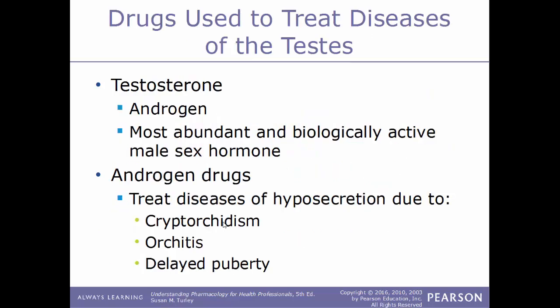All right, now we'll talk about drugs that are used to treat diseases of the testes. The main hormone of the testes would be testosterone, and this is the most abundant and most biologically active of the male sex hormones. And testosterone is also known as an androgen because it promotes the development of secondary sex characteristics. Androgen drugs are used to treat hyposecretion of testosterone caused by any number of conditions such as orchitis, delayed puberty, or cryptorchidism. And cryptorchidism is a reference to either one or both of the testes failing to descend completely. Orchitis is an inflammation of a testis.